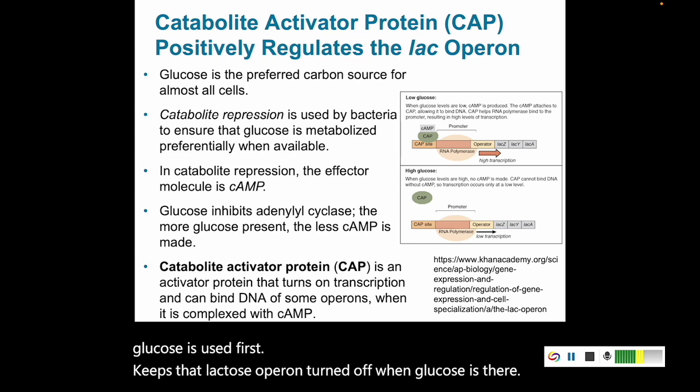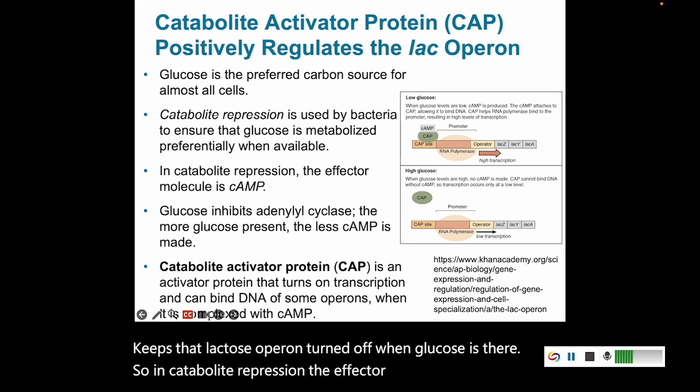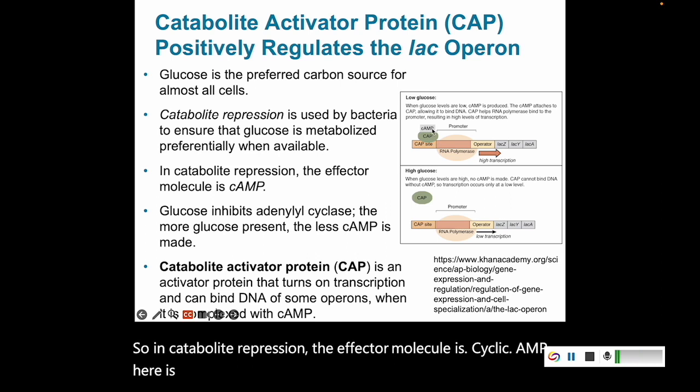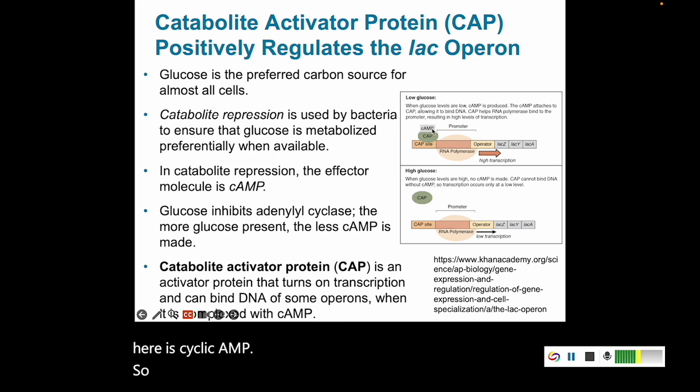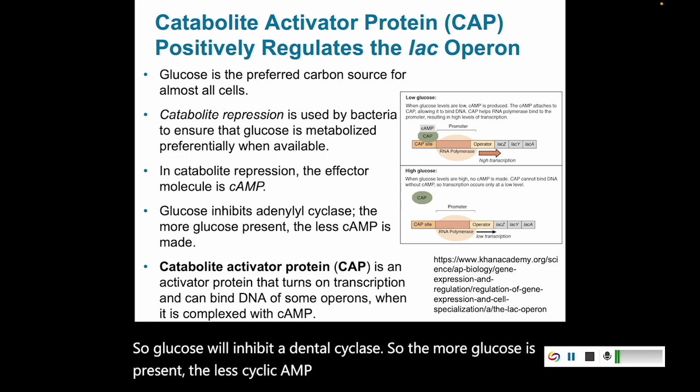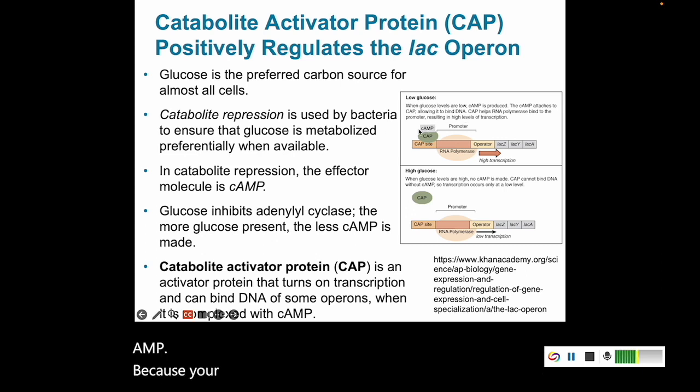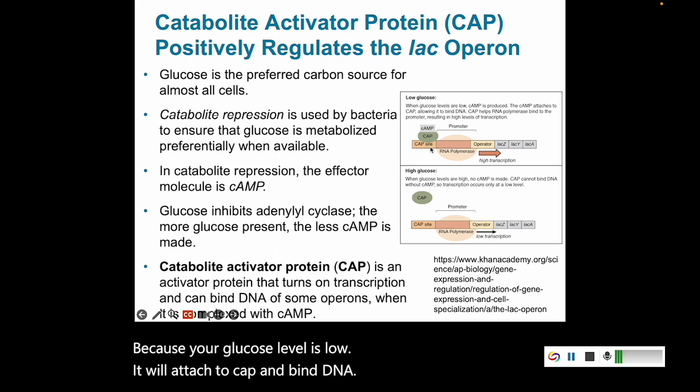So in catabolite repression, the effector molecule is cyclic AMP. Here's cyclic AMP. So glucose will inhibit adenylyl cyclase. So the more glucose that is present, the less cyclic AMP is made. So if you have lots of cyclic AMP, because your glucose level is low, it will attach to CAP and bind DNA and help the RNA polymerase bind to the operator and turn on the lactose digesting genes.